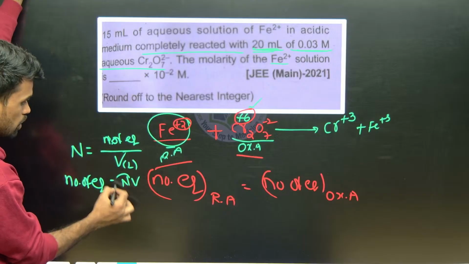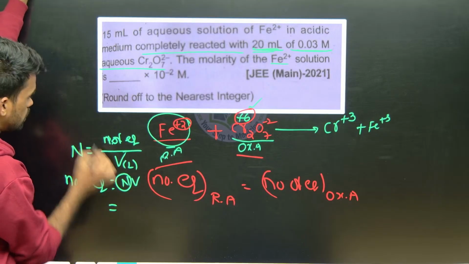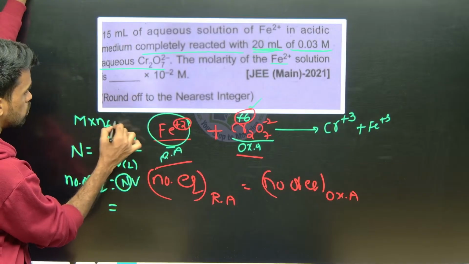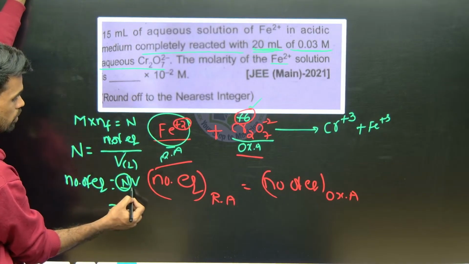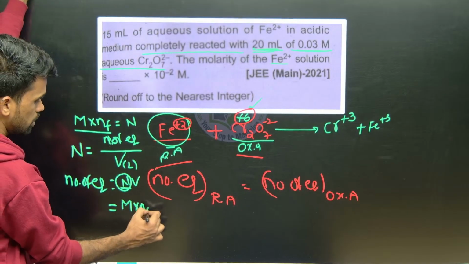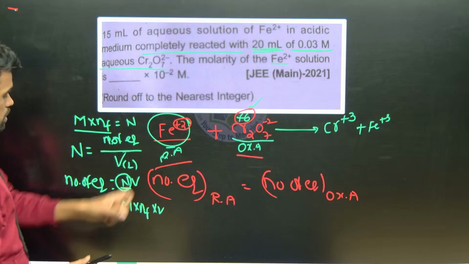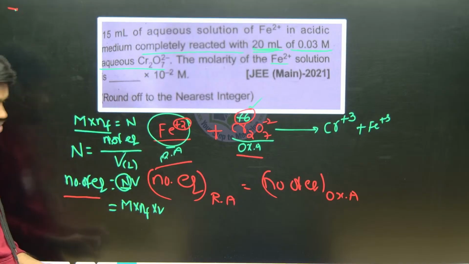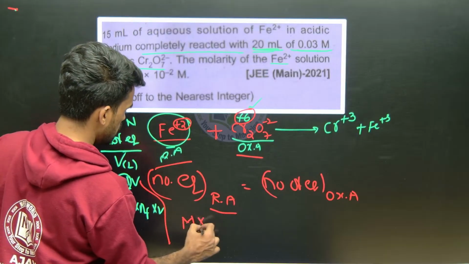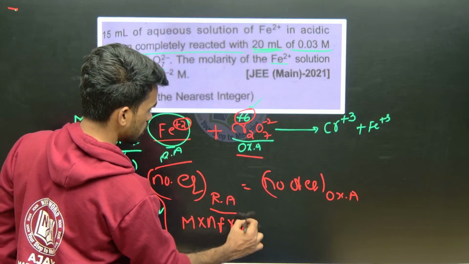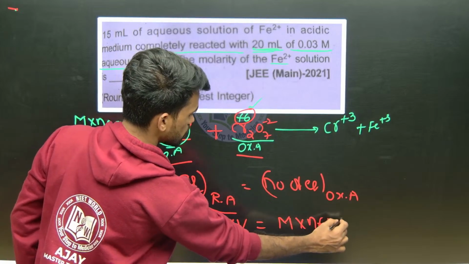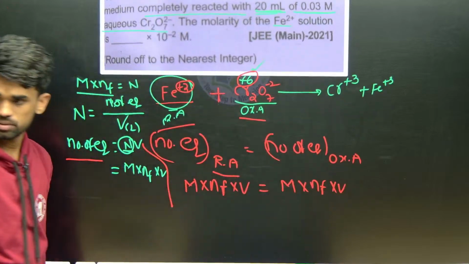Now in place of normality, I can write molarity into valency factor, that is equal to normality. So wherever I have N, I can write this. So molarity into n factor into volume can be written wherever we have the number of equivalents. So in place of the number of equivalents of the reducing agent, you can write M into nf into V. This side also M into nf into V.